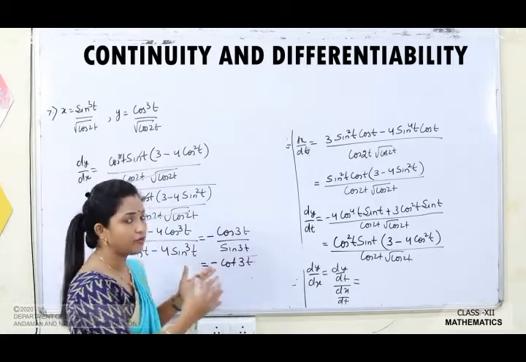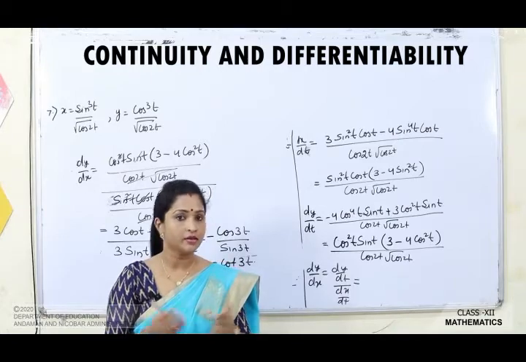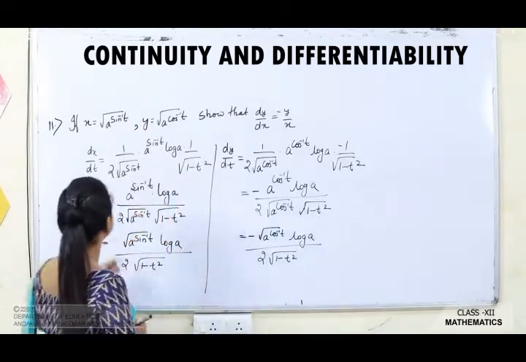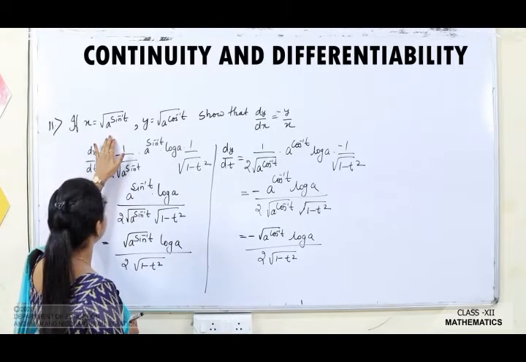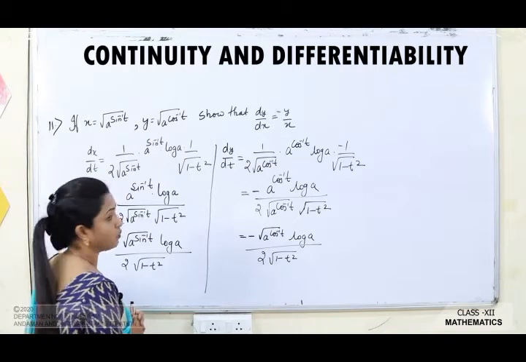So this is the method for the parametric form you have to apply, and you can solve the questions in parametric form. Let's see one more question here. So this is the 11th question of your exercise. If x is equal to root over a to the power sin inverse t, y is equal to root over a to the power cos inverse t, show that dy by dx is equal to y by x.